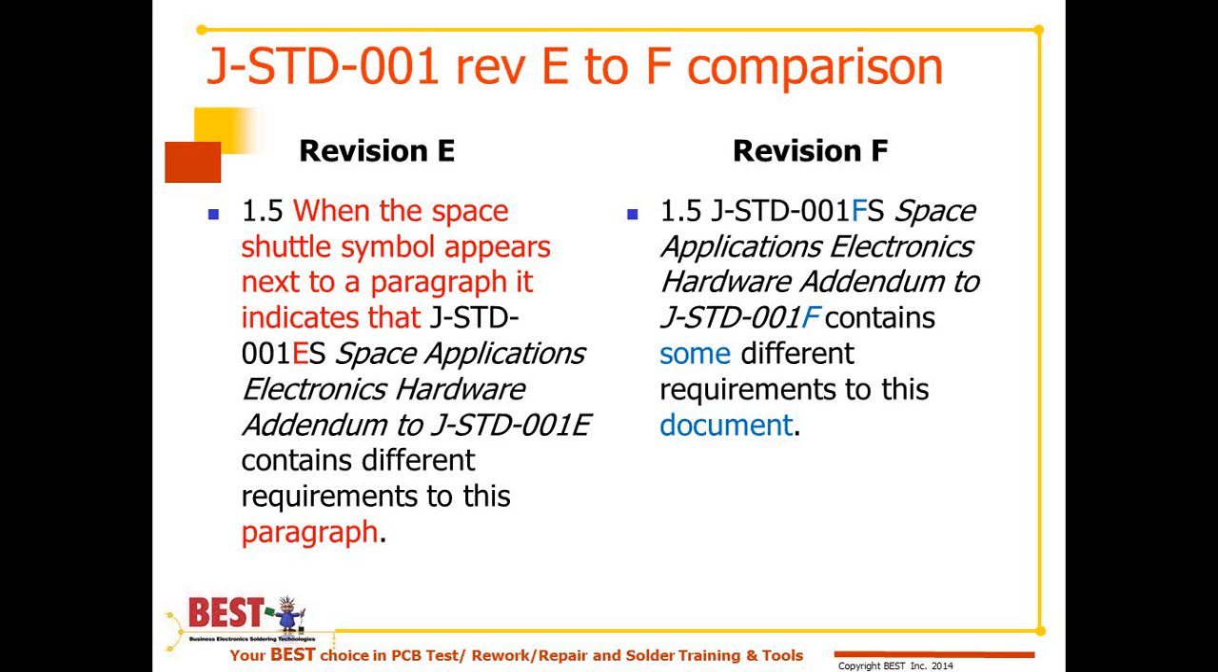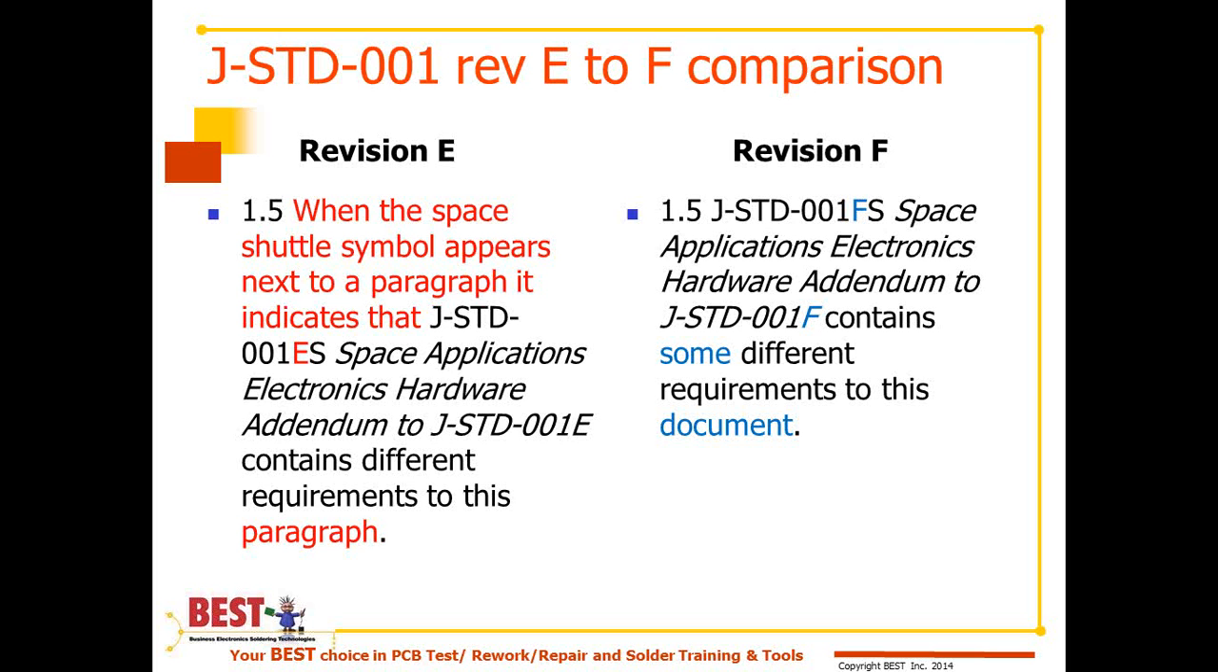It's also made the reference under 1.5 where the space addendum will be also the Rev F on it, so it's just J-STD-001FS. But one thing that has happened that is really going to change how we have to look at the J standard is the use of the space shuttle has been taken out. So any of the references to the space addendum now, you're going to have to refer to the space addendum to see if the clauses have been referenced to identify that you need to look it up. So there won't be any references in the J standard now for that.